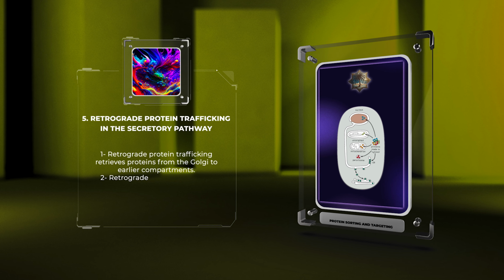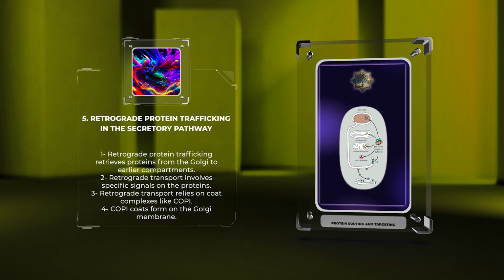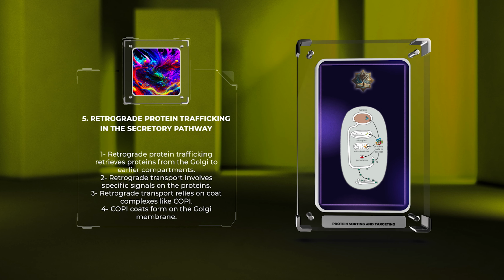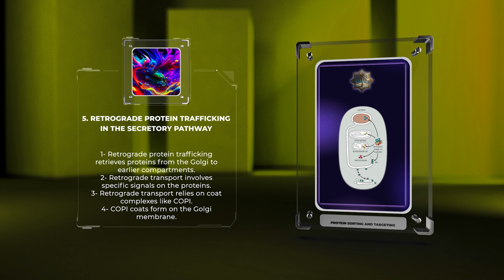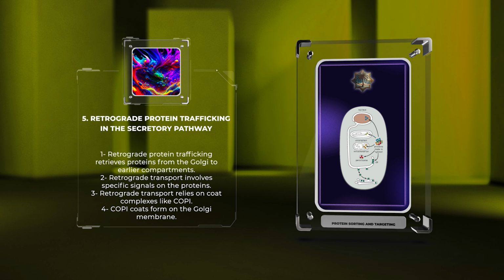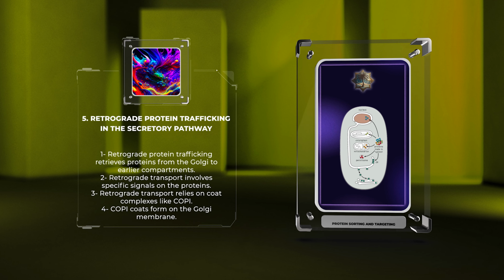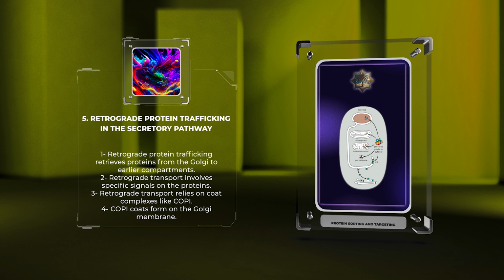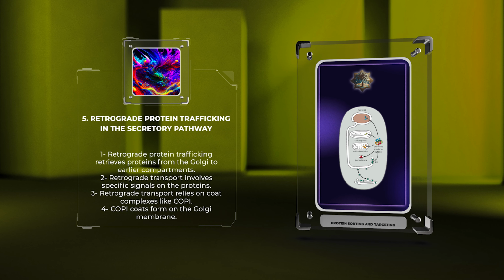In the secretory pathway, proteins are usually moved forward from the ER to the Golgi and beyond. However, sometimes proteins need to be sent back to earlier compartments. Retrograde protein trafficking retrieves proteins from the Golgi to the ER or the ERGIC. This process involves specific signals on the proteins, like KDEL or KKXX motifs. Retrograde transport relies on coat complexes like COPI, which form on the Golgi membrane and help create retrograde transport vesicles. This mechanism ensures the proper recycling and maintenance of proteins in the secretory pathway.